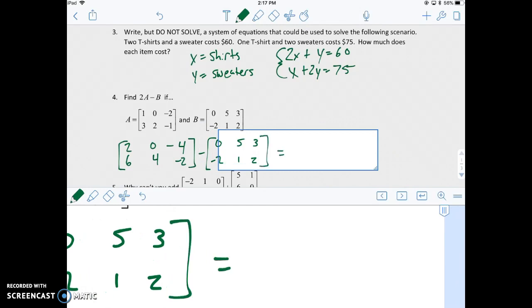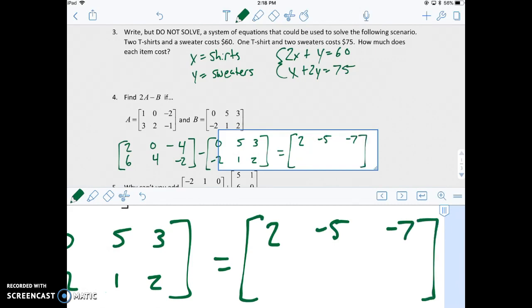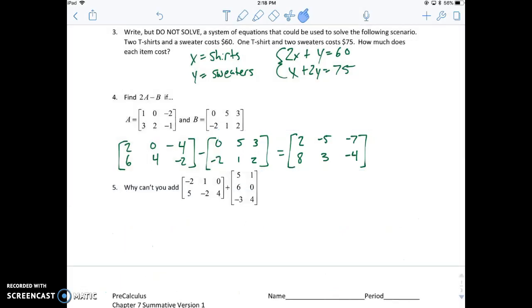And now we can just subtract element by element. So 2 minus 0 is 2, 0 minus 5 is negative 5. Negative 4 minus 3 is negative 7. 6 minus negative 2 is 8. 4 minus 1 is 3. And negative 2 minus 2 is negative 4. Right?